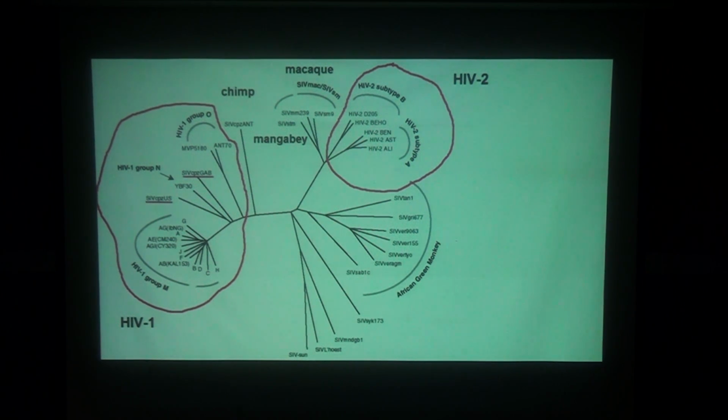The closest relative, according to sequence variations, for the HIV-1 strain was the SIV that infects chimpanzees. The closest relative of HIV-2, a viral species largely found in Africa, appears to be the SIV found in sooty mangabeys.